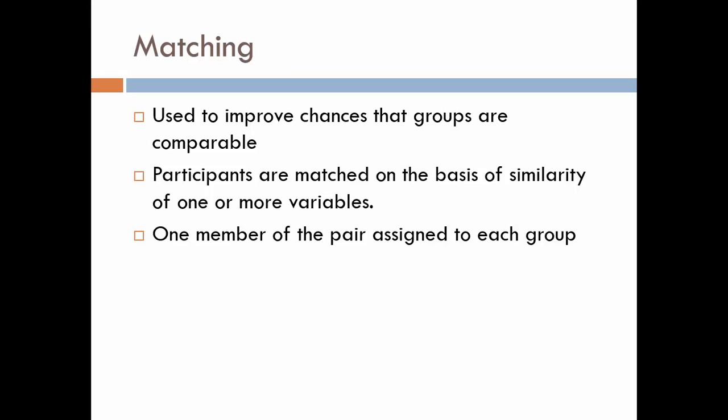They're similar on that characteristic, whatever that variable is. Okay, so it might be that they're similar in gender, or they're similar in age, or it might be that they have similar anxiety levels. So whatever the variables are we're looking at, we'll match them up, and that improves our chances that we're starting off with comparable groups. So if you read an article and they're talking about matching, that's what that is.